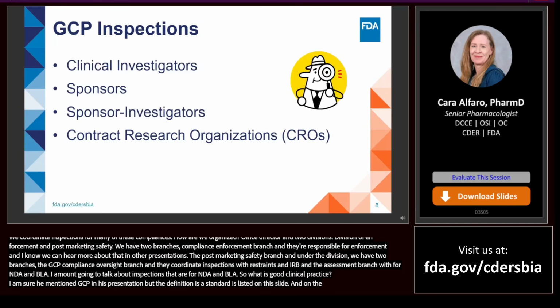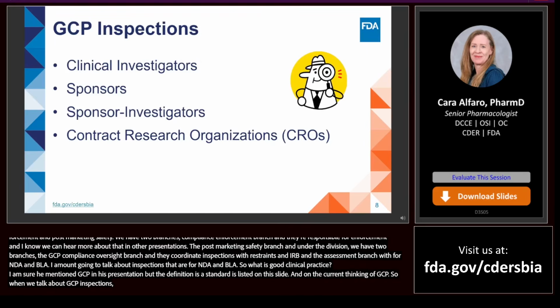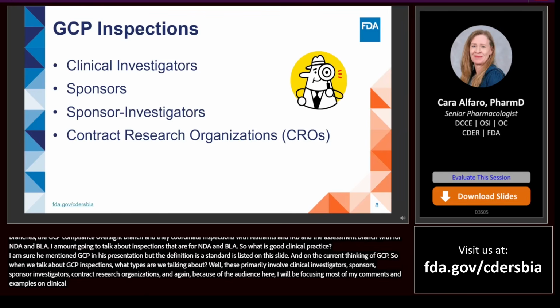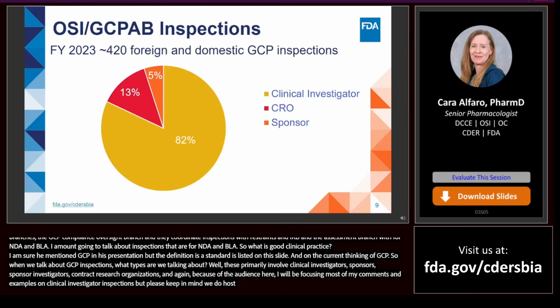So when we talk about GCP inspections, what types of inspections are we talking about? Well, these primarily involve clinical investigators, sponsors, sponsor-investigators, or contract research organizations. And again, because of the audience here, I'll be focusing most of my comments and examples on clinical investigator inspections. But please keep in mind that we do a host of other GCP inspections.